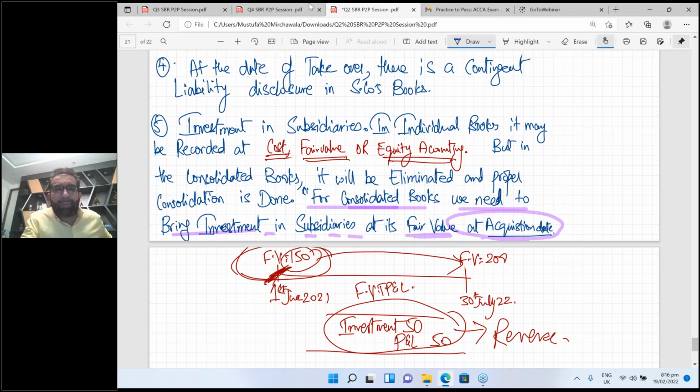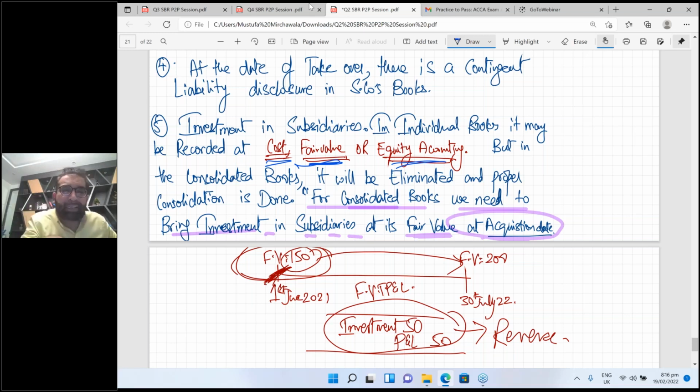In the individual books we have certain options available. See this: the investment may be recorded at original cost, or at fair value, or you can apply equity accounting as well. So in the individual books of the parent company, the shares of the subsidiary are recorded according to one of these three treatments.